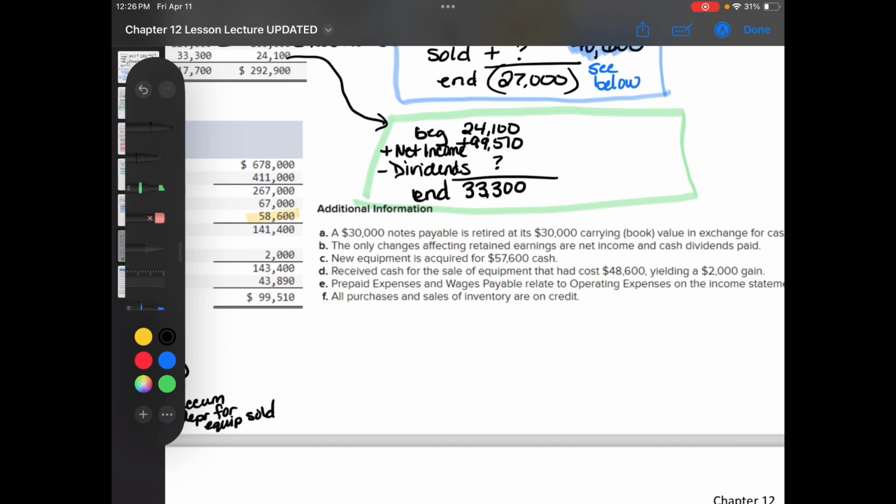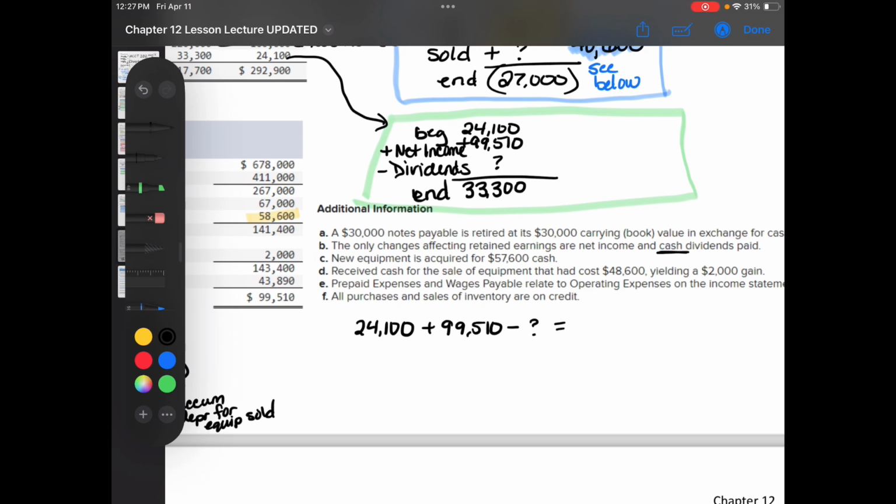Now what's great about this one too is that they do tell us in letter B that it is paid with cash. So these are paid with cash. So the amount that we're about to calculate will be a cash amount. We don't have to worry about if it was declared or paid. So there we go.